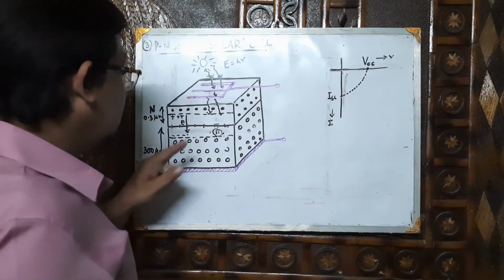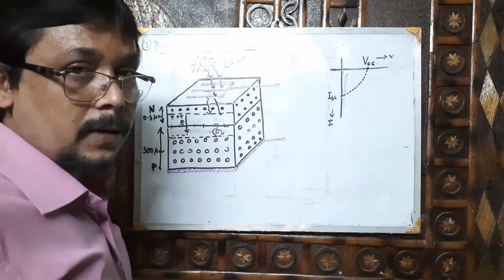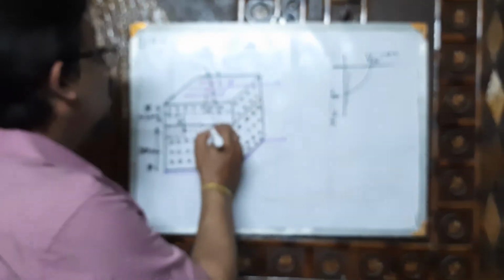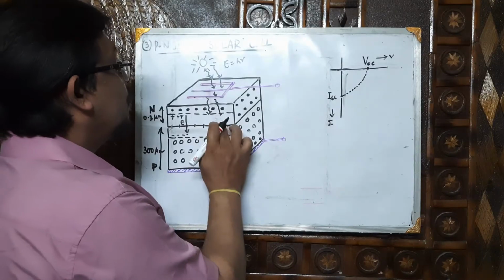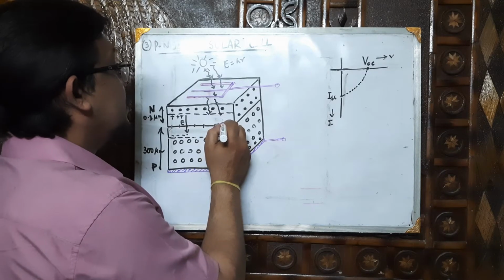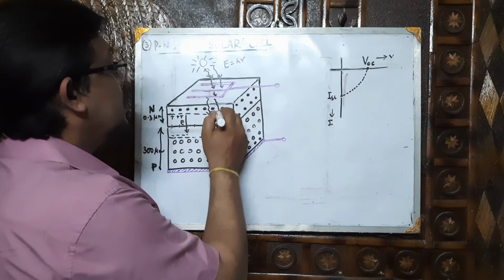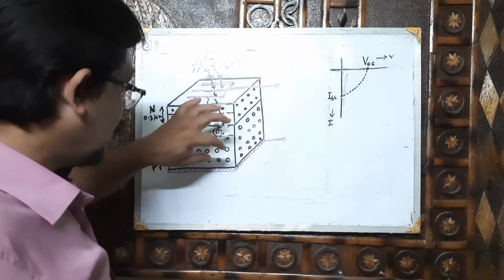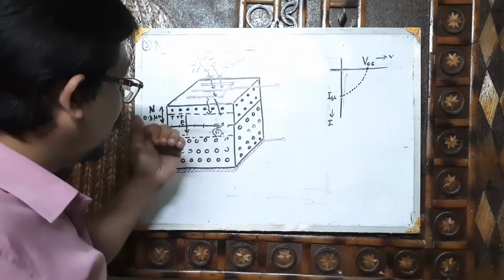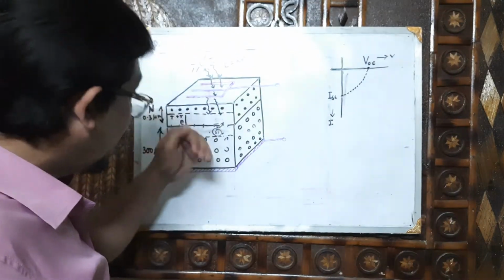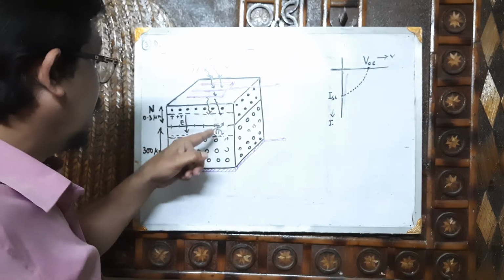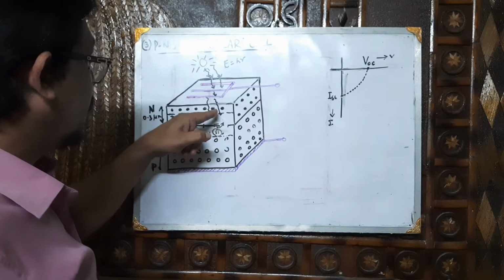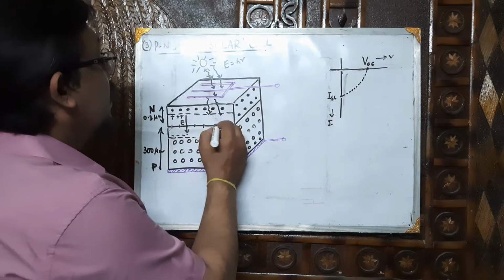Now, when this photon particle hits the silicon, just like in a photodiode, what will it do? It will bring out photoelectrons from the outer shell. The photon hits the silicon atom, and the valence electron in the outer shell will come out. They are no longer bound electrons; they become free electrons. After getting the energy from the photon particle, these electrons will come out.